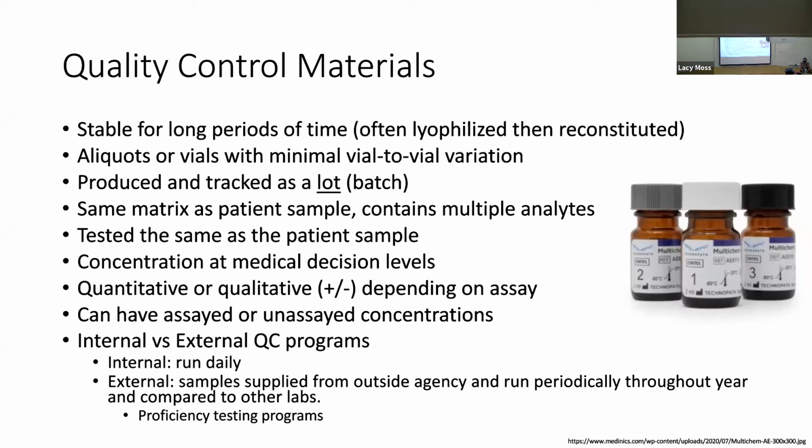Sometimes there's a high, mid, and low. You're usually going to have at least 2 QC levels, a high and a low. You might have a mid depending on the assay, but usually you're going to have at least a high and a low.